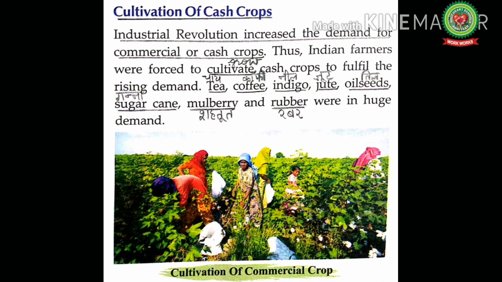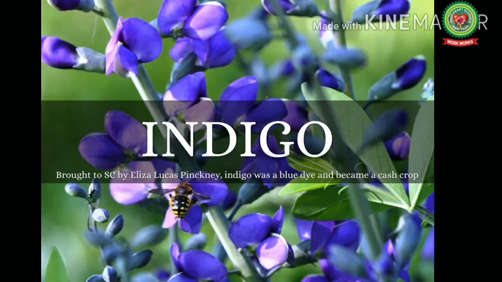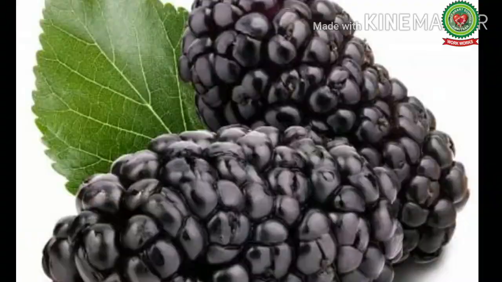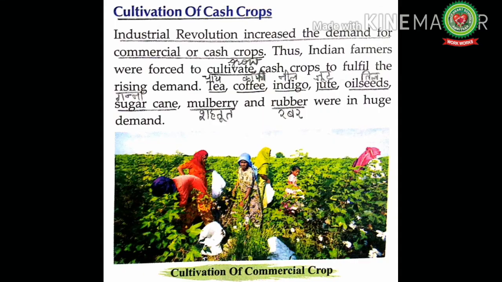The Indian farmers were forced to produce cotton plantation so that it can fuel English factories as India was then under the British rule. Secondly, the Industrial Revolution brought severe consequences to society. The farmers were forced to grow cash crops in place of the food crops. And the cash crops like tea, coffee, indigo, jute, oil seeds, sugarcane, mulberry, and rubber were in huge demand.